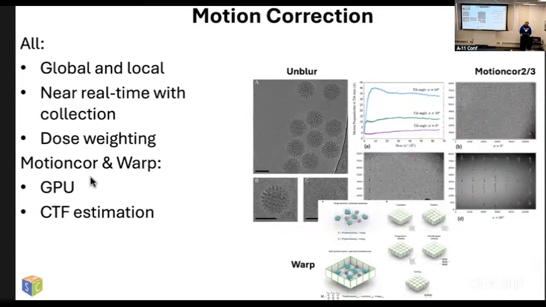And then MotionCor3, I believe, has CTF estimation as well. That's useful, but Warp is generally pretty good for on the fly, at least the Windows version. You can figure out a copy from the scope.